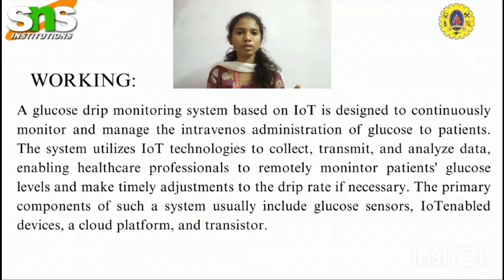Next, we are moving to the part, working. Here, we are going to see the overall working of the glucose drip monitoring system. First of all, the glucose drip monitoring system is based on IoT, and it continuously monitors the saline level of the glucose bottle. The system utilizes IoT technology to collect, transmit, and analyze the data from it.